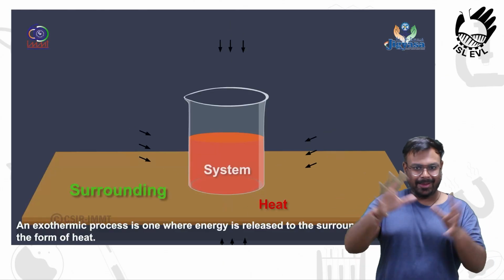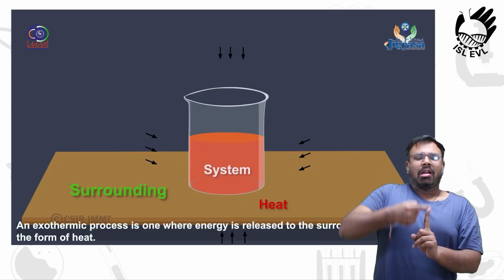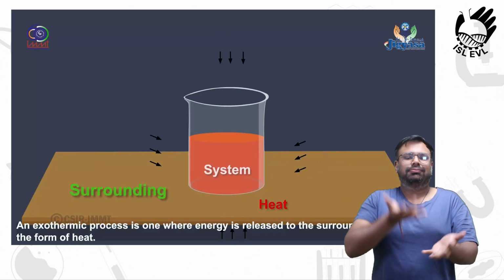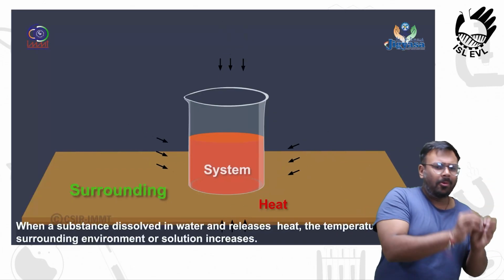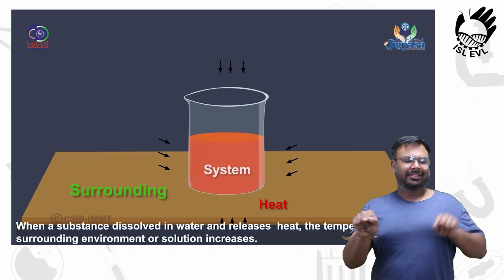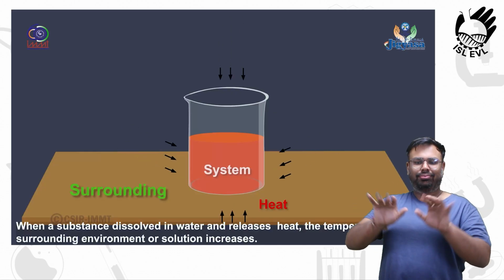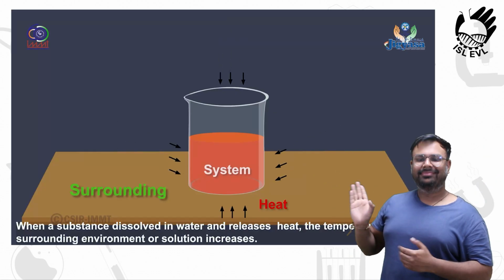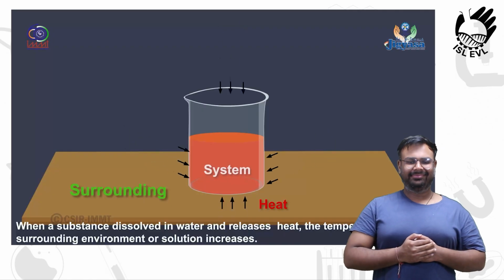An exothermic process is one where energy is released to the surroundings, usually in the form of heat. When a substance dissolves in water and releases heat, the temperature of the surrounding environment or solution increases.